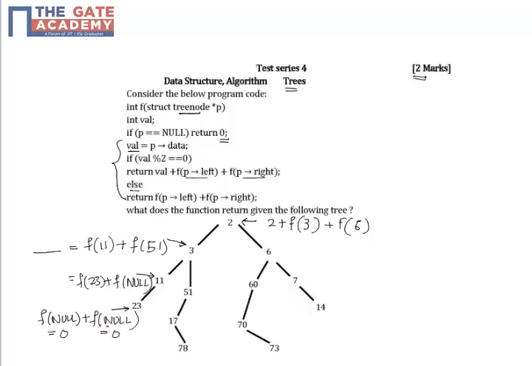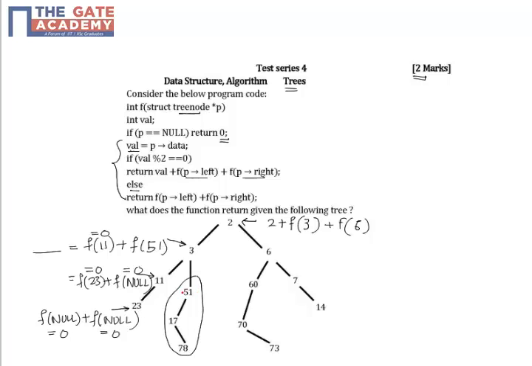This is also 0. So 0 plus 0 is 0. So that value will be written here. So this will become 0, and f of null will again become 0. So the answer to this call f of 11 is 0. So this is 0. And now we'll call this particular subtree.